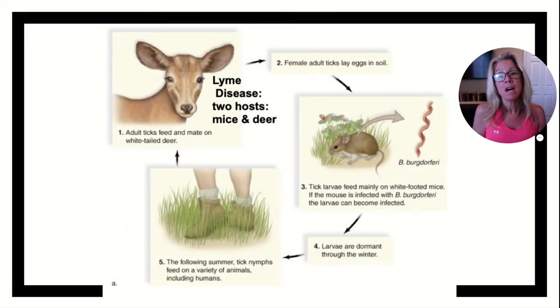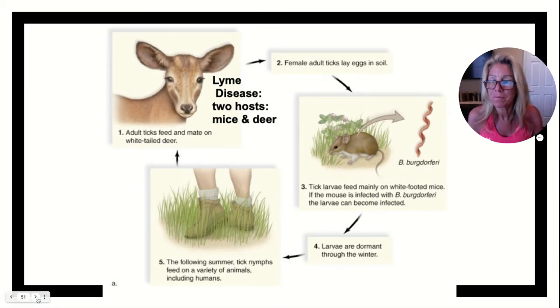All right, sometimes, like in Lyme disease, it requires two hosts for this parasite to be transmitted. So here you can see adult ticks feed and mate on this white-tailed deer. And then the female adult tick lays eggs in the soil. And then the tick larvae feed mainly on these mice. Okay. And then the larvae can become infected. Then the larvae are dormant through the winter. And then these tick nymphs can then feed on other animals, including humans. And that's how you can get Lyme disease.